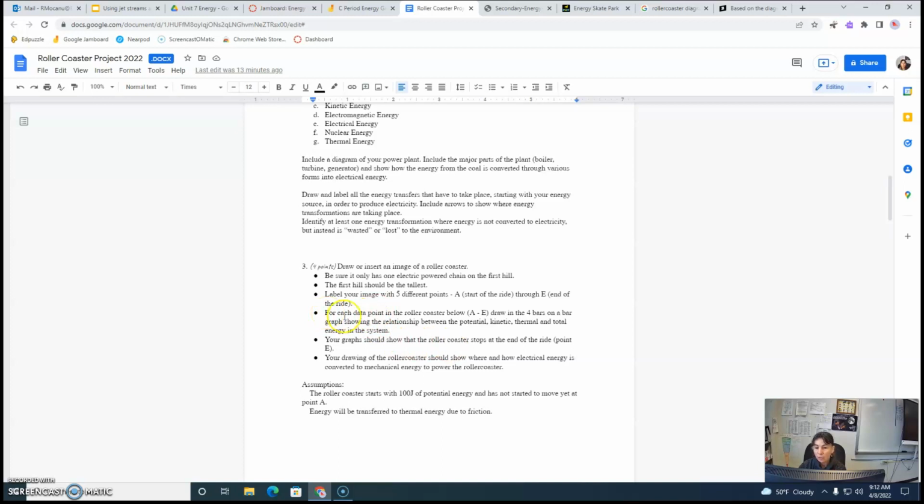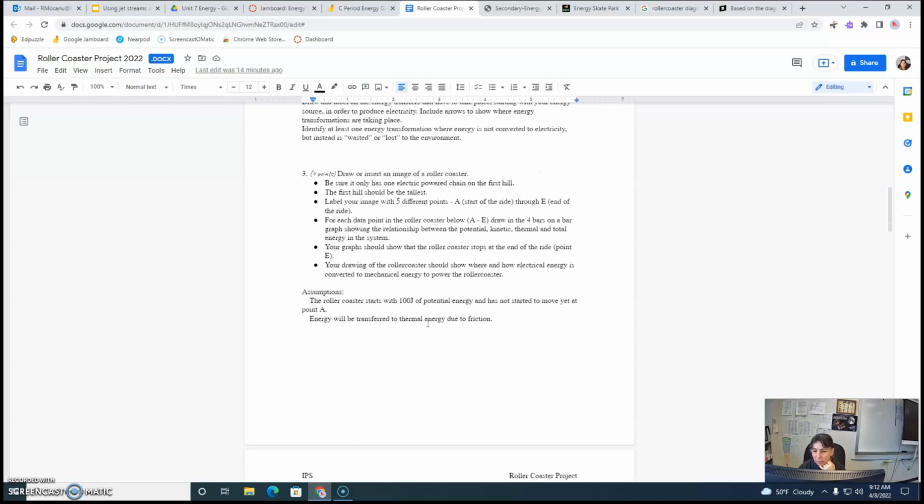For each data point, so for each label, for each place, A, B, C, D, E, you're going to have to draw 4 energy bars showing the relationship between potential, kinetic, thermal, and total energy in the system.